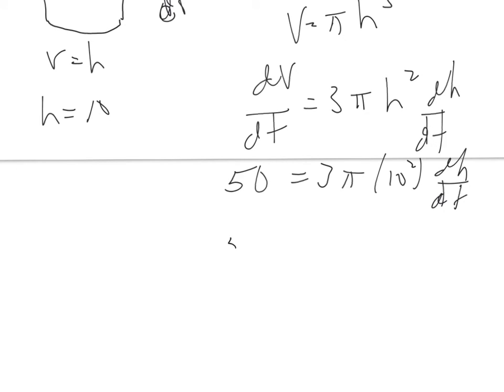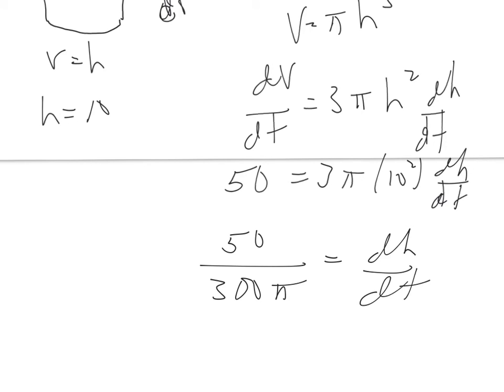So 50 divided by 300 pi is equal to dh/dt. And then you can reduce that to be 1 over 6 pi.